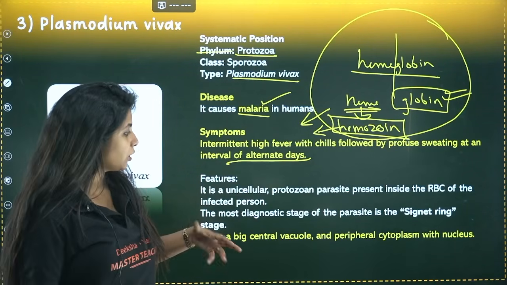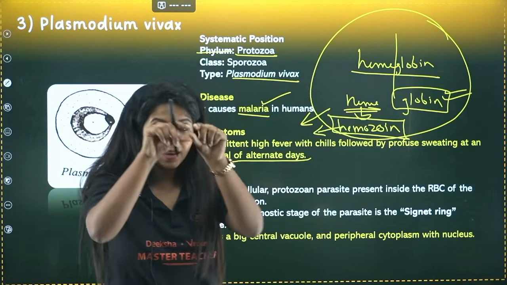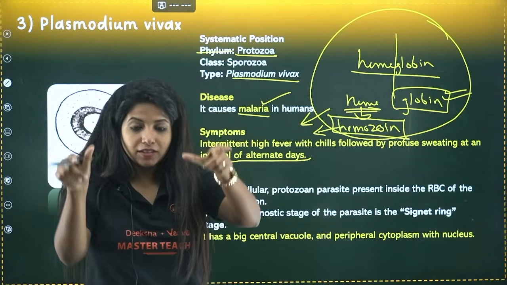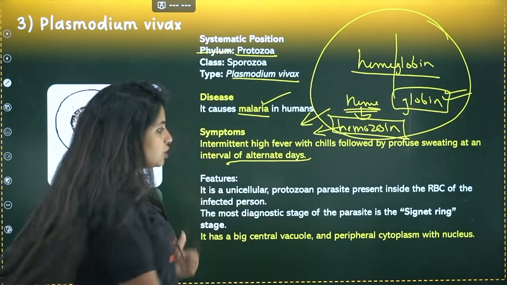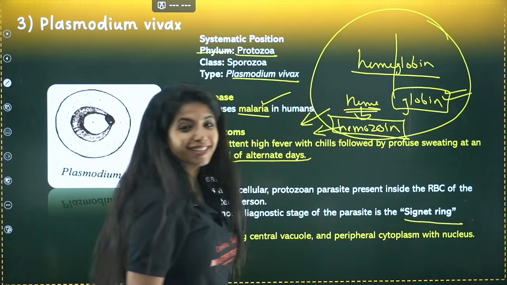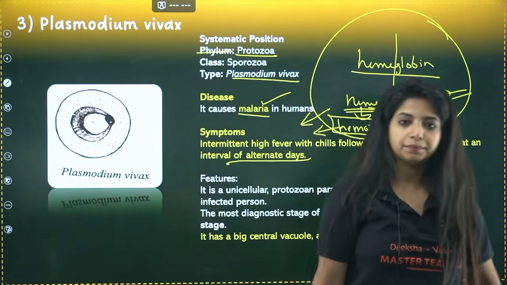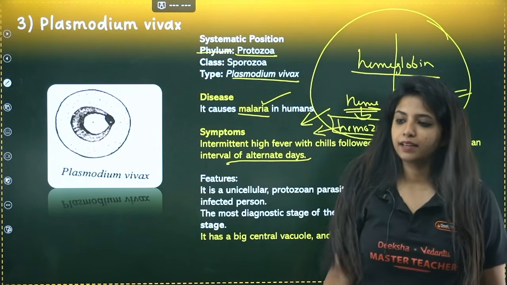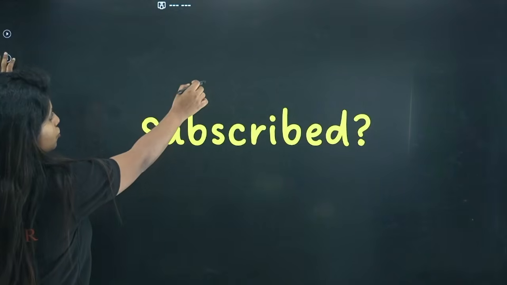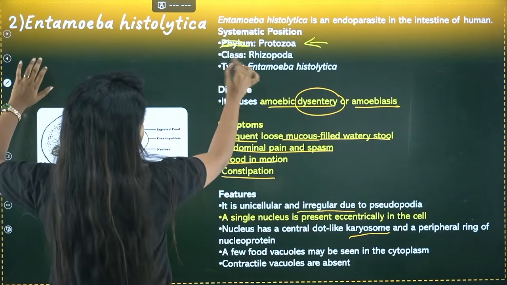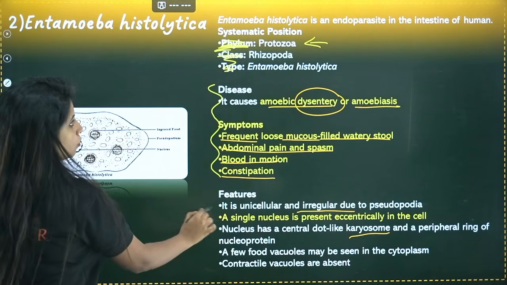So what is the other point that you can remember? It has a big central vacuole and peripheral cytoplasm. Towards the outer surface, you have the cytoplasm with the nucleus towards one side. This stage is known as the signet ring stage, because it looks like a ring. Done? Okay, fine. If the phylum was written over here, please do not mind all this, just be focused on this, that will be even better.